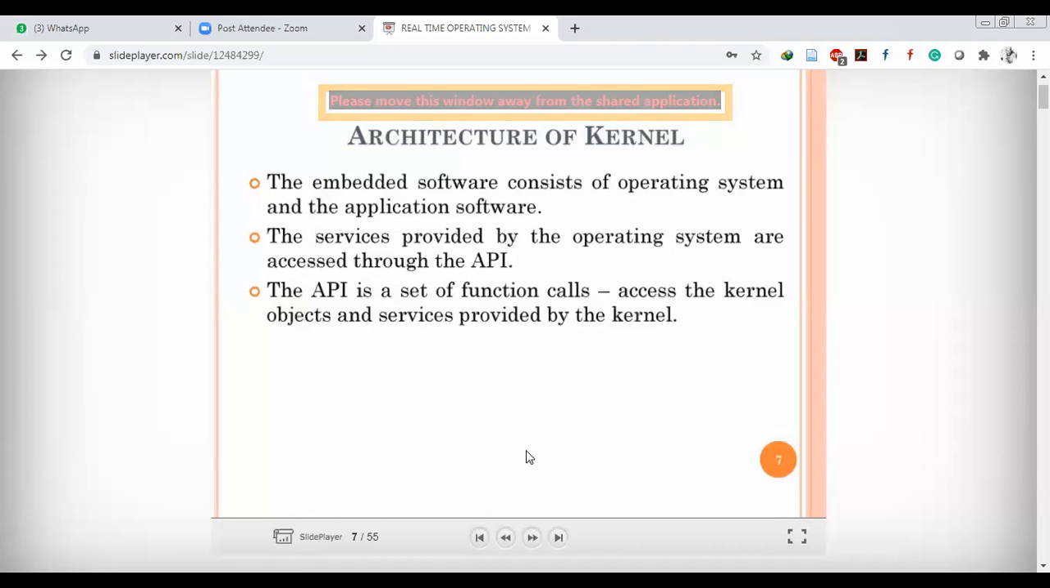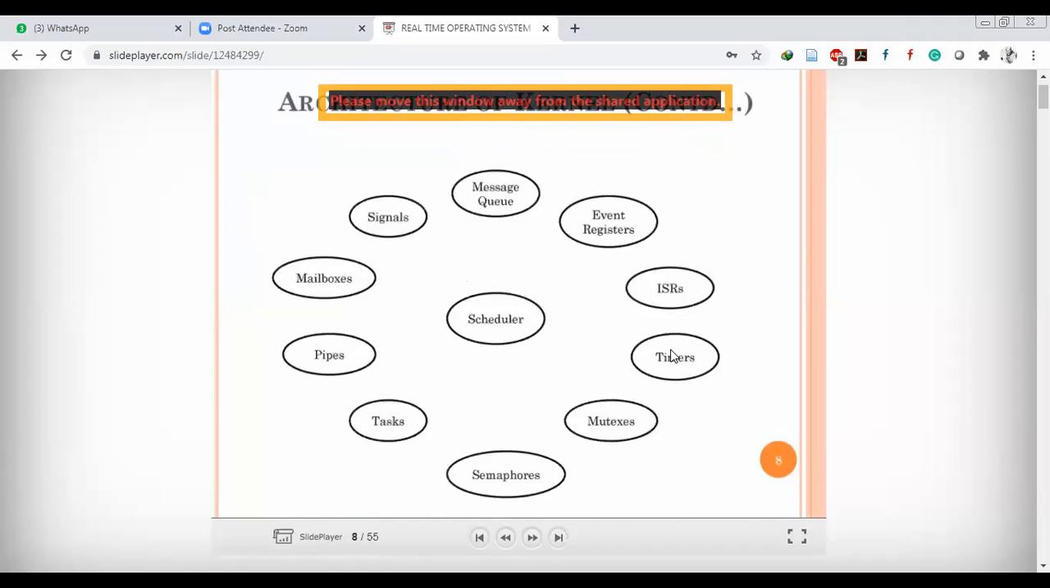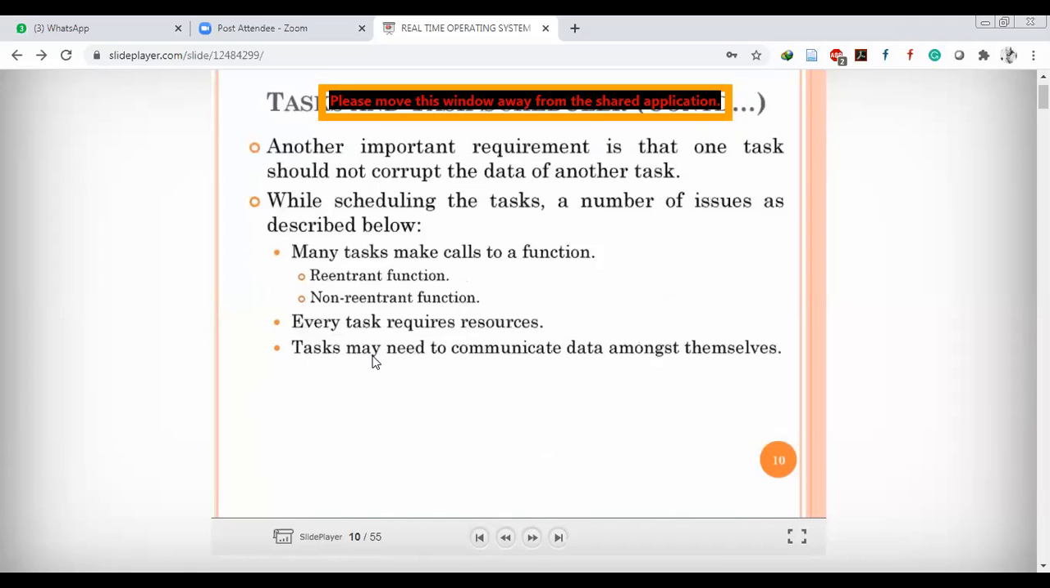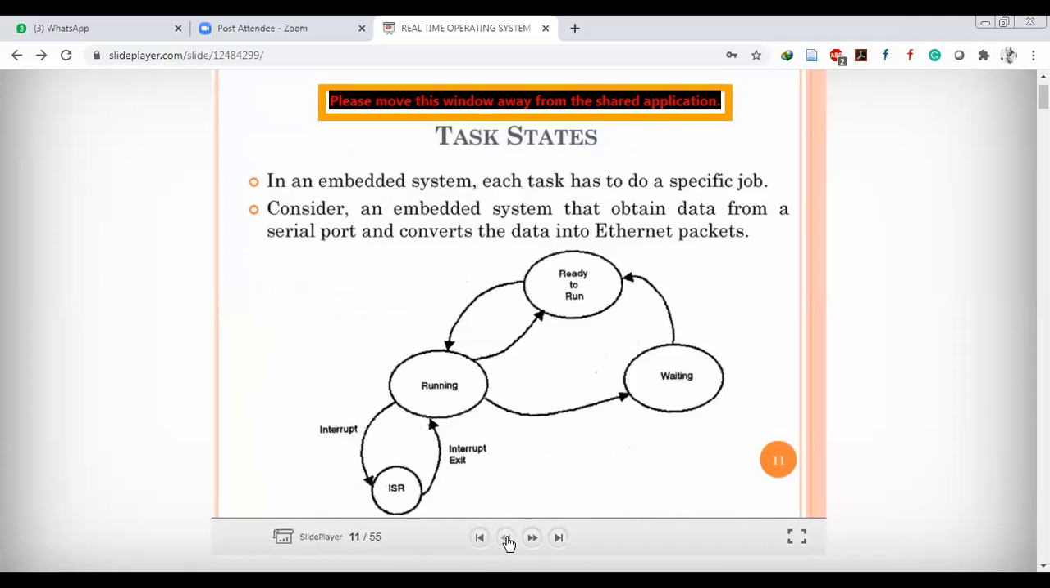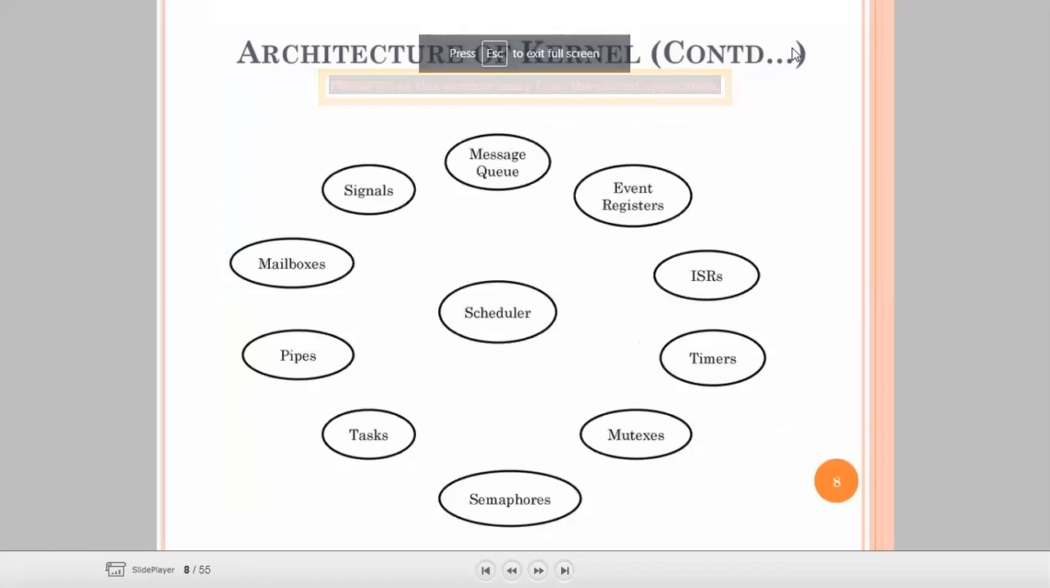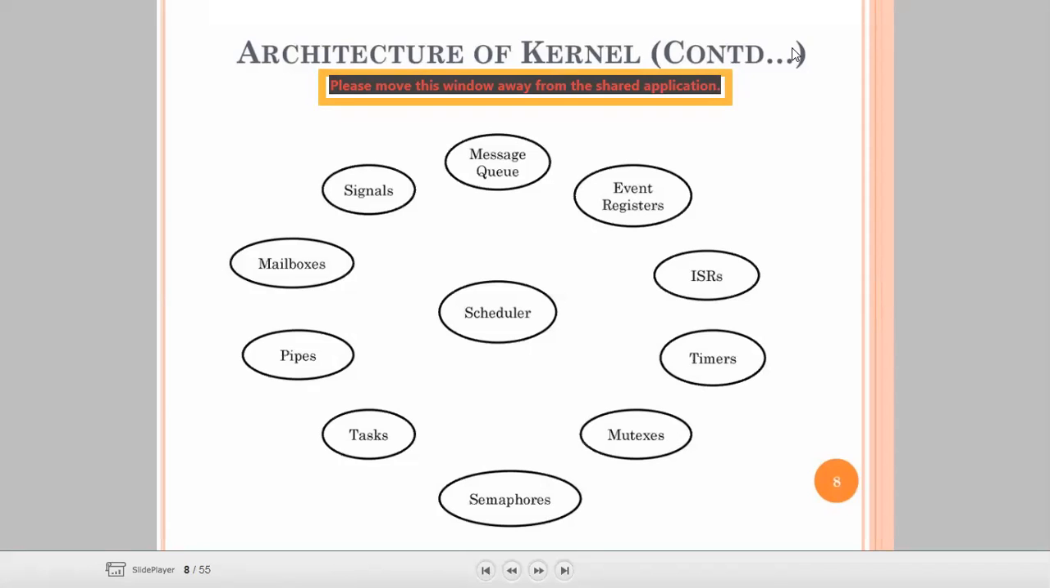The API is a set of function calls that access the internal kernel objects and services provided by that kernel. See here, this is the architecture of the kernel. Remember this diagram. It is very, very important from the final exam point of view also.